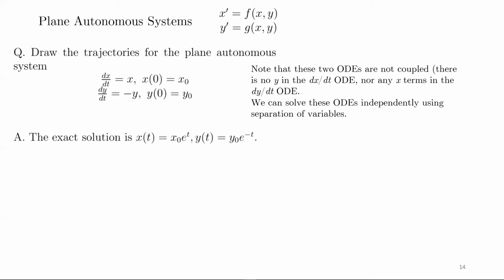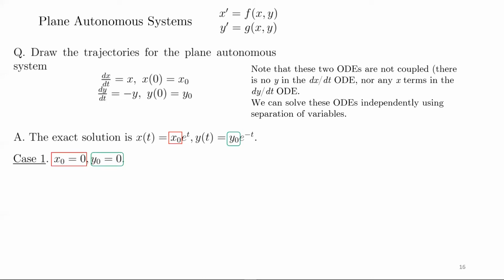I'll leave it to you to show that the solution for x of t is x naught times e to the t, the exponential of t, and the solution for y is y naught times the exponential of minus t. We're going to look at a few cases here, cases of the initial condition. So if the initial condition x naught is equal to 0, y naught is equal to 0.